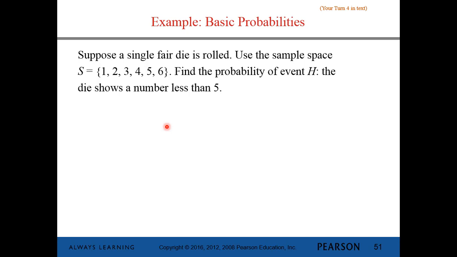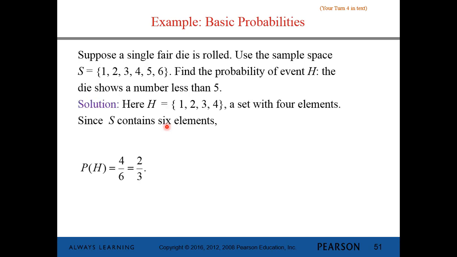Now, how many possible outcomes are there? Well, there are 6. So by the definition of probability, the probability of rolling a number less than 5 is 4/6, or 2/3, or 0.6667. Okay. Good.